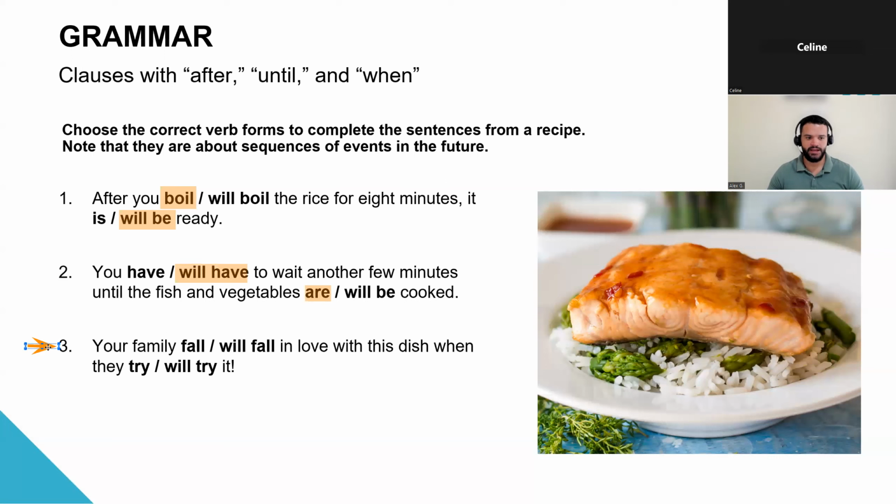What about this one? How can we complete this one? Your family will fall in love with this dish when they try it. Very good. When they, and then we just have the regular. This one is try. When they try it.